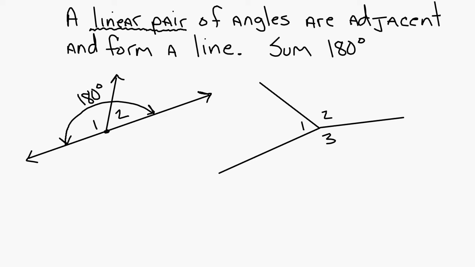Over here on the right, are any of those a linear pair? No. See, 1 and 2 are adjacent, aren't they? But do they form a line? No. 2 and 3 are adjacent. Still don't form a line. 1 and 3 are adjacent, but they don't form a straight line, do they? Okay, so this is a big no. Not a linear pair.